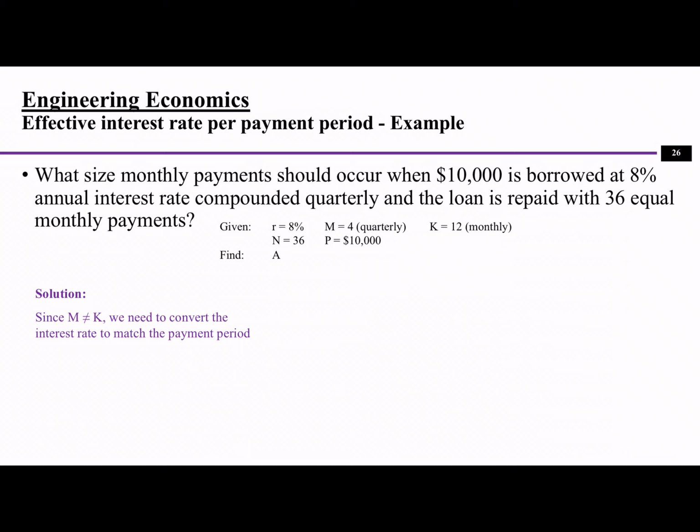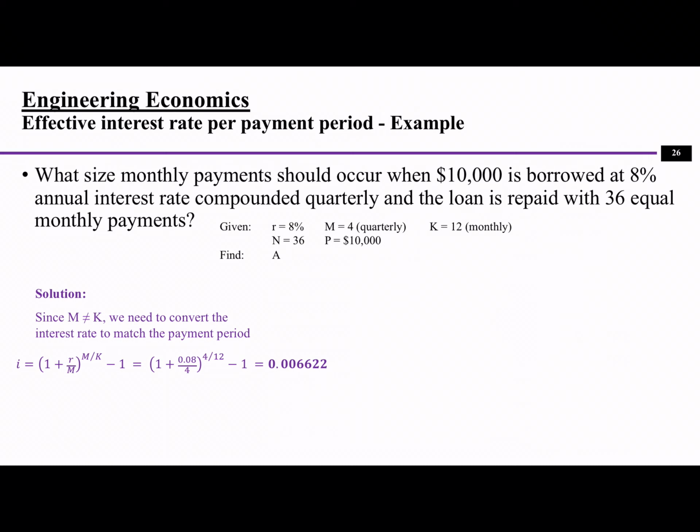So the first thing we want to find out is, because the compounded period is different from the payment period, we need to find the effective interest rate for the month. How do we find it? We just use one equation: i equals (1 + r/m) to the power of m divided by k, minus 1. So 1 plus the nominal interest rate, which is 8%, 0.08.